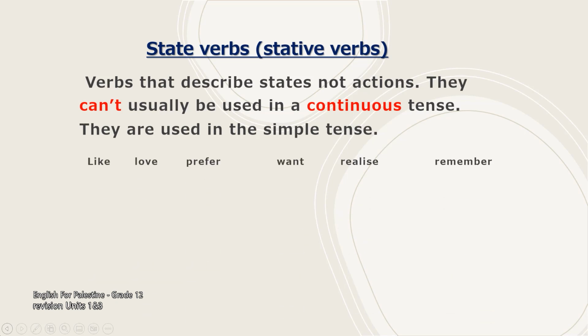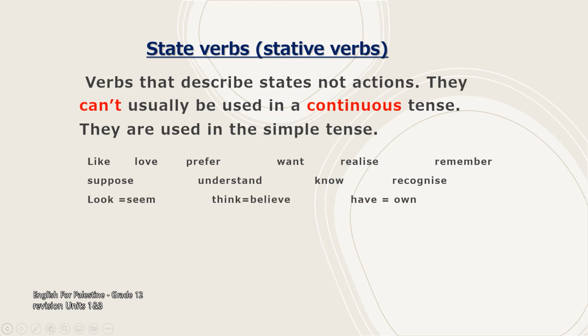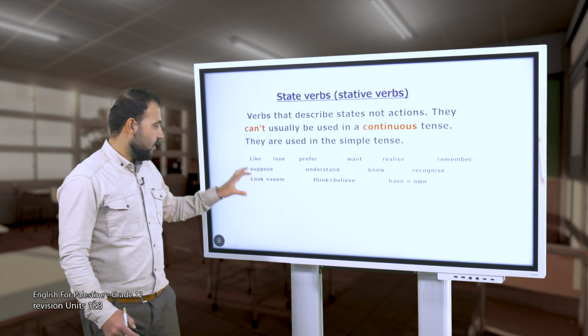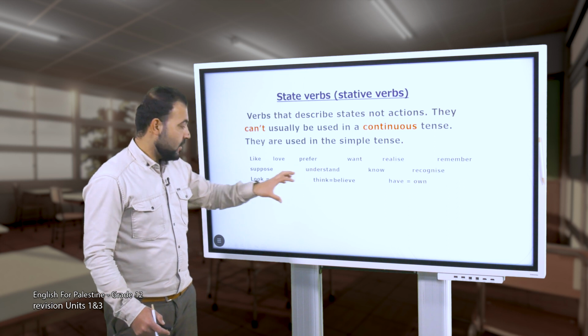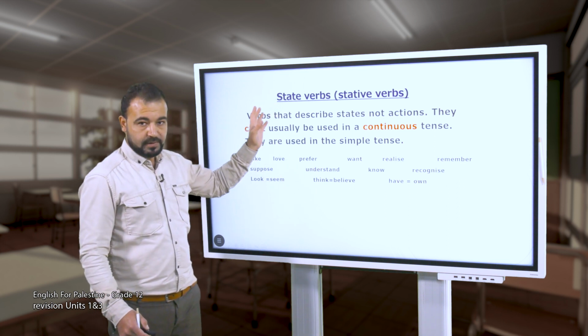Examples here about some of the stative verbs like love, prefer, want, realize, remember, suppose, understand, know, recognize, and those three special verbs, which are look when it means seem, think when it means believe, and have when it means own. If those three have these meanings, they are stative verbs.